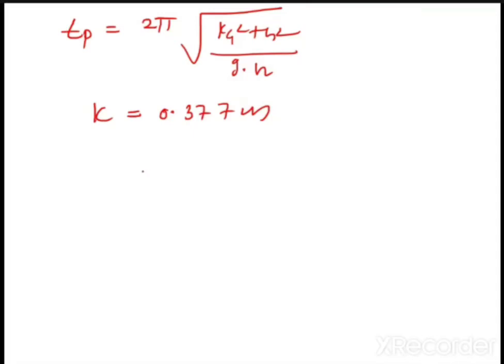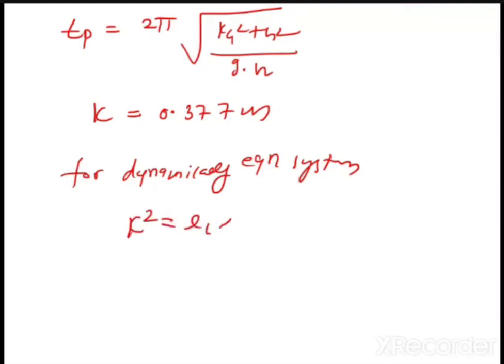Now that you have got K, you know the condition for the dynamically equivalent system. Now I am finishing. For dynamically equivalent, what is the condition? Anybody? K square is equal to L1 into L2. So from this, you will get L2. So what is L2 now? Hello guys, fast. What is L2 now? 0.228. Solve this and it should be in meters.